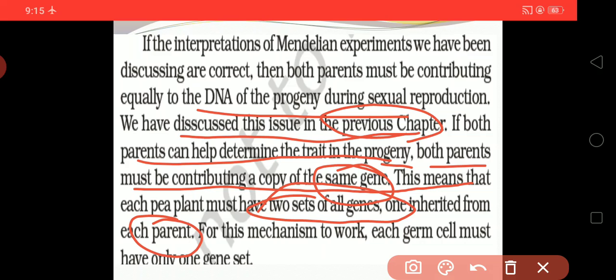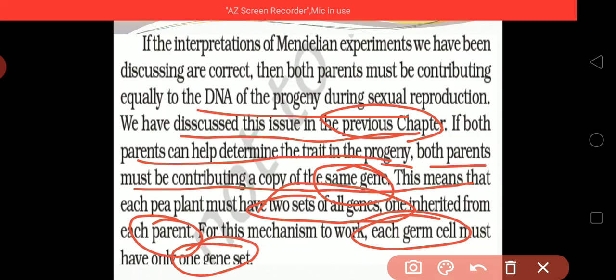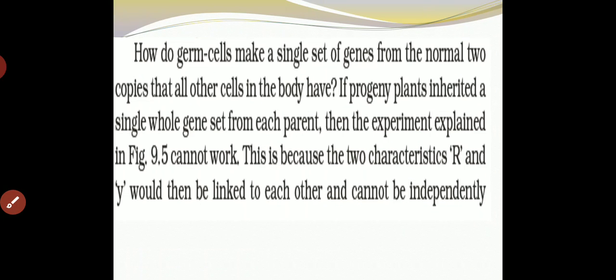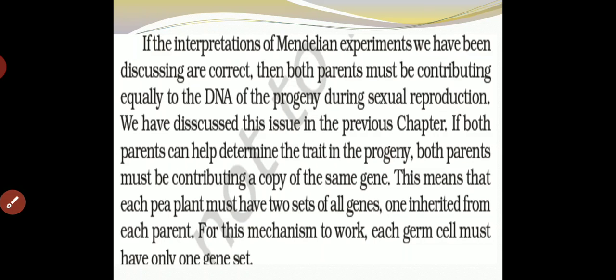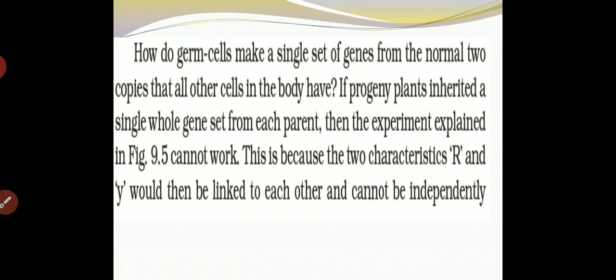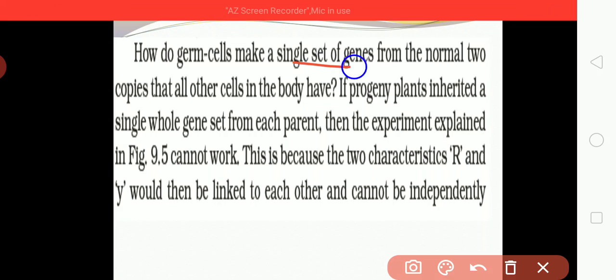For this mechanism to work, each germ cell must have only one gene set, one from a parent, from the mother and father both. How do germ cells make a single copy of a gene from the normal two copies that all other cells in the body have? In the body we can see that two copies will be there.